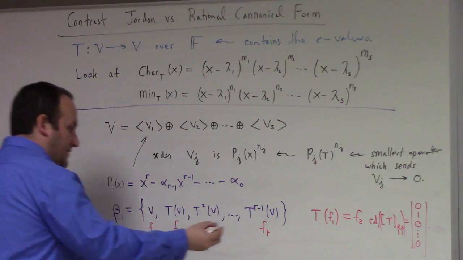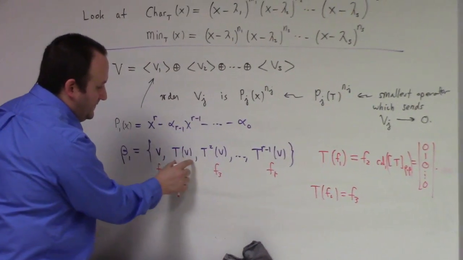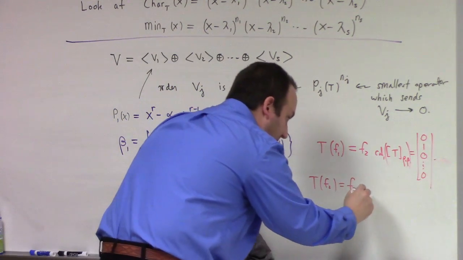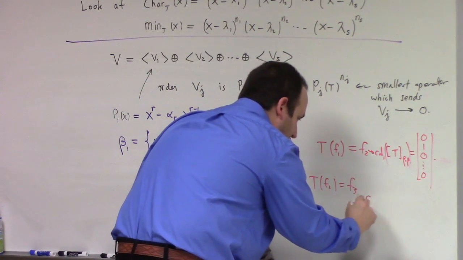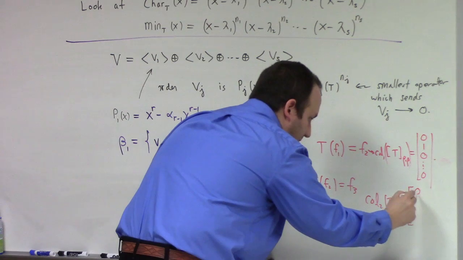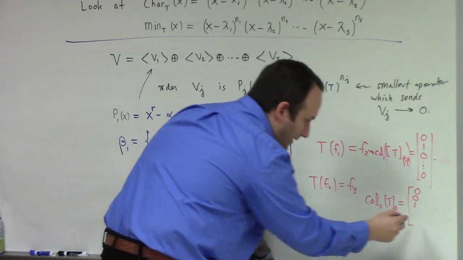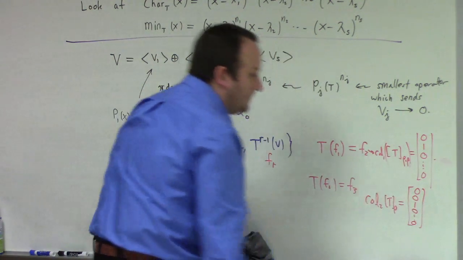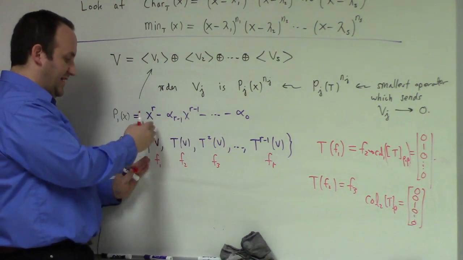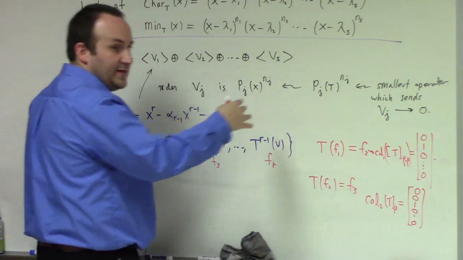And this continues. You look at T of F2, what do you get? You get F3, right? Because T of TV is T squared V, and that's why this gives us the second column. So the second column in the matrix is 0, 0, 1. Yeah. Right? Because each basis element is obtained by just acting on the one before, it gets you to the next one. And that's what puts ones down the subdiagonal of the companion matrix.